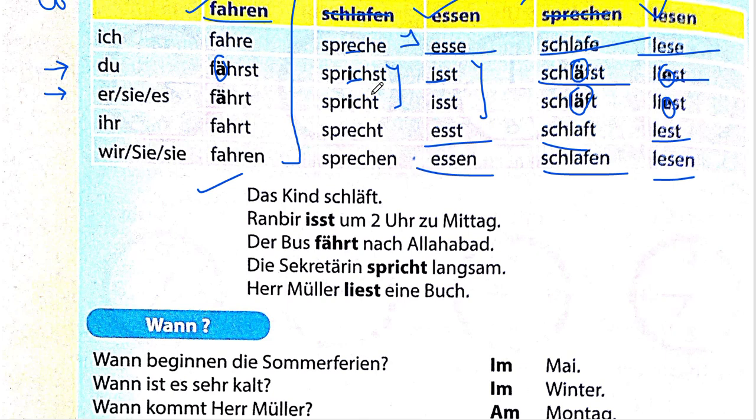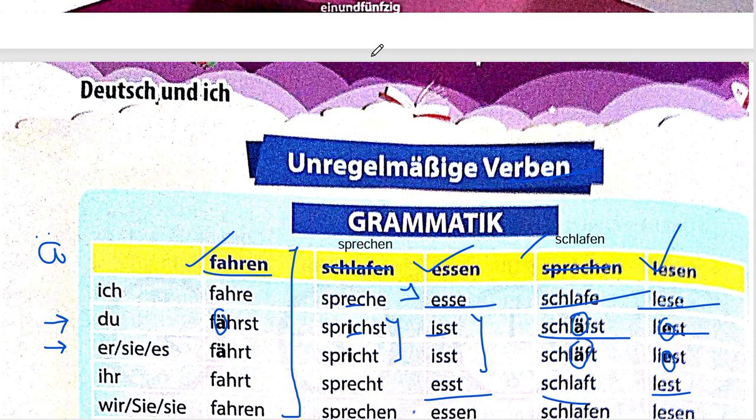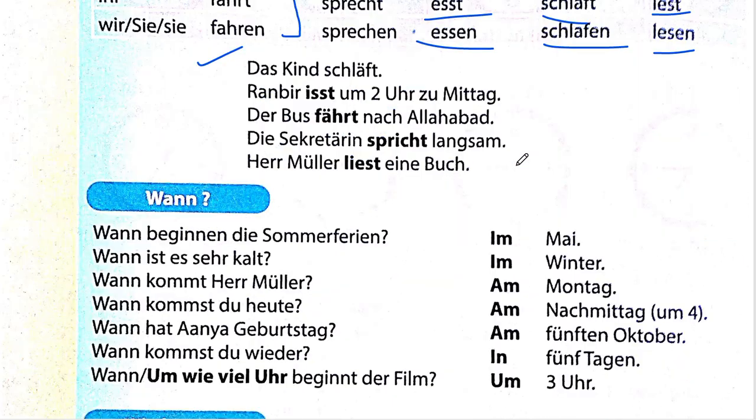So, let's begin with these examples because we have already discussed the unregelmäßige, which is unreal or irregular verbs. Do you know what this regel means? Regel is rules, and unregelmäßig is something that does not follow the rule. That's what it means. Okay, the first example is: Das Kind schläft. The child sleeps.